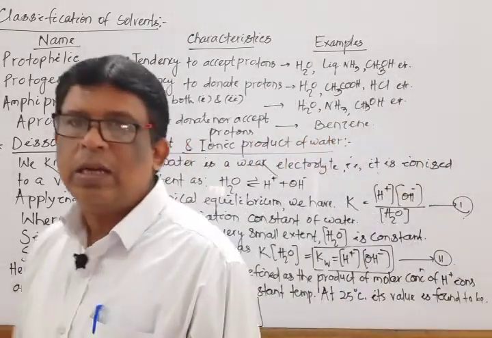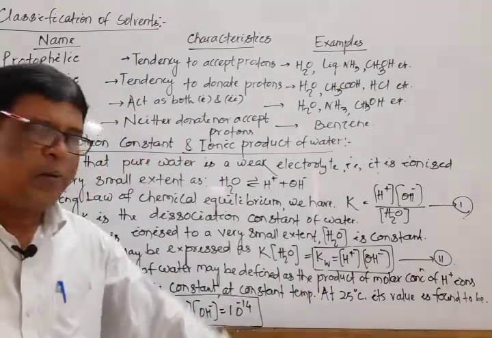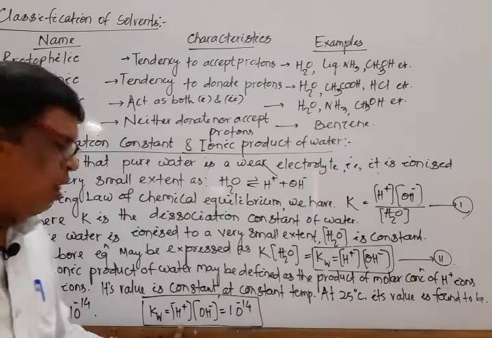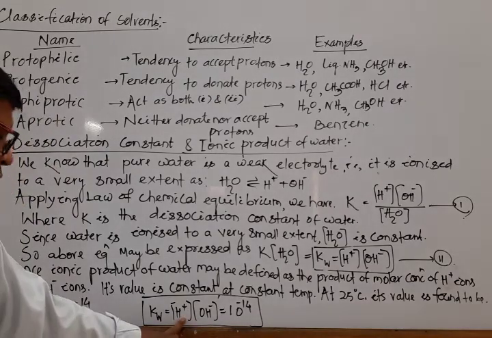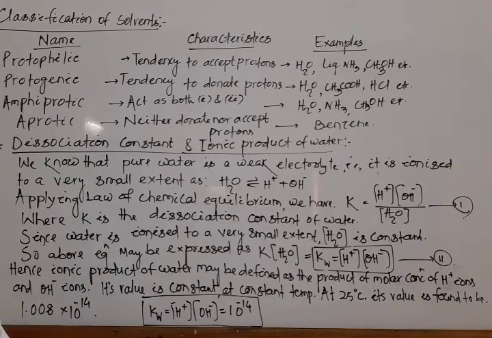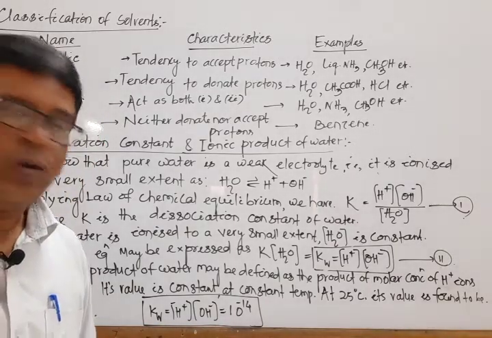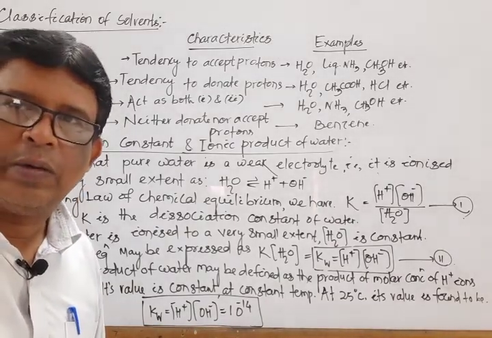Experimentally, it is found that at room temperature, that is 25 degrees centigrade, its value is 1.008 into 10 to the power minus 14. That means we can write normally, Kw is equal to H plus ion concentration into OH minus ion concentration, whose value is nearly equal to 10 to the power minus 14.